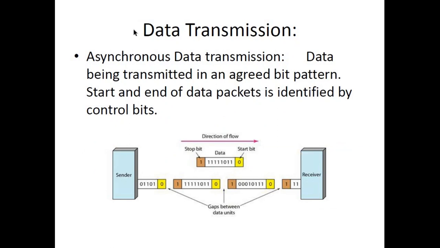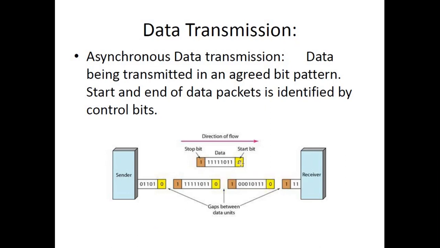Then we have two more things, asynchronous and synchronous data transmission. In asynchronous data transmission, data is being transmitted in an agreed bit pattern. The sender and receiver decide beforehand in what pattern they are going to send the packet, and they are controlled. The start and end of a data packet is identified by control bits.